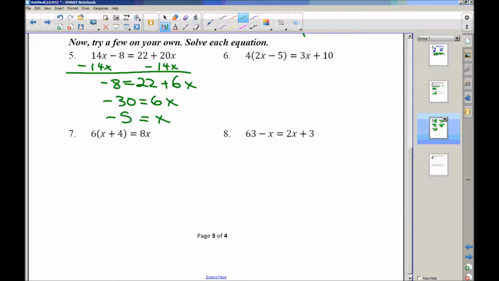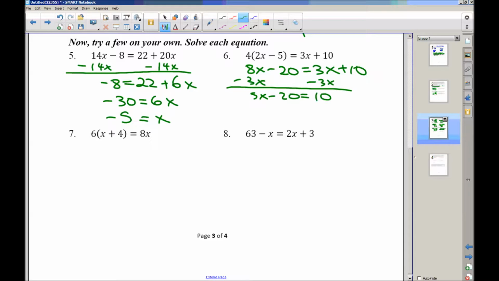All right, number 6, hopefully you simplify the left side first. So 8x minus 20 equals 3x plus 10. And then I'm going to do minus 3x to both sides. So that will give me 5x minus 20 equals 10. Now, you're not required to show this minus 3x step, but I always put it on here because it's a new thing that we've been working on. So then I'm going to get 5x equals 30 and x equals 6.